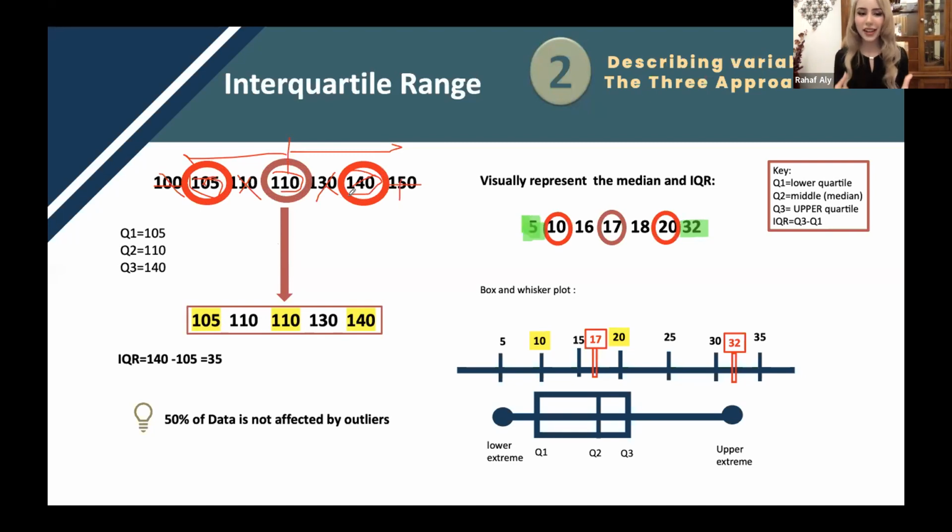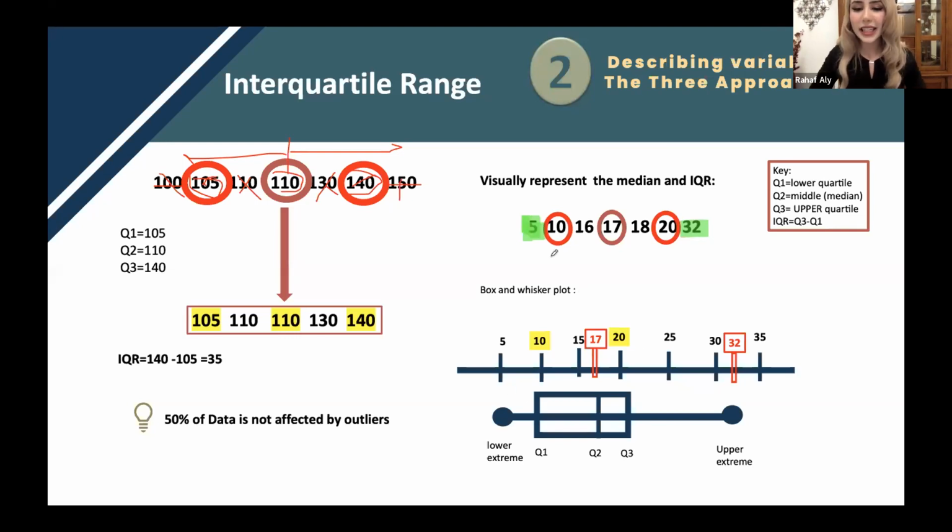And the benefit of the interquartile range is that it offers for us only 50% of the data, and it's not affected by the outliers. And it can easily be described by something called the box and whisker plot. The box and whisker plot will visually represent for us the IQR and the median.